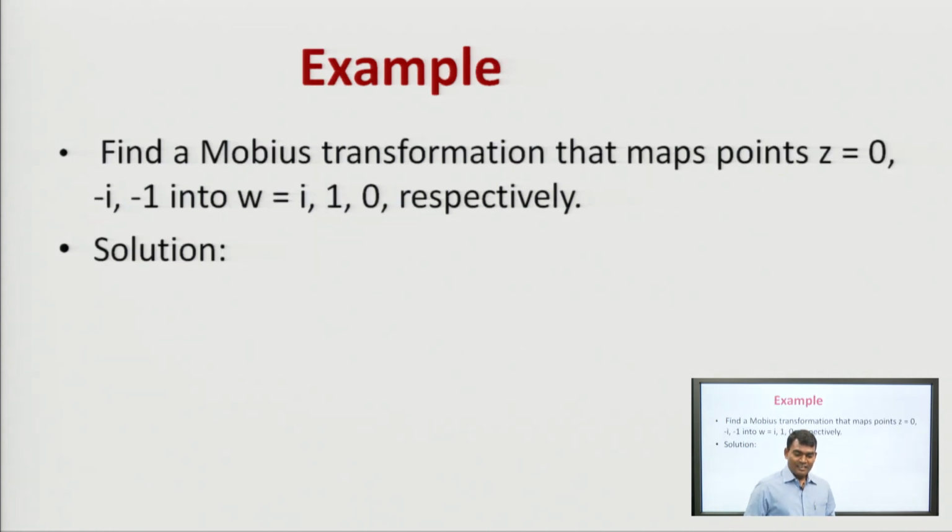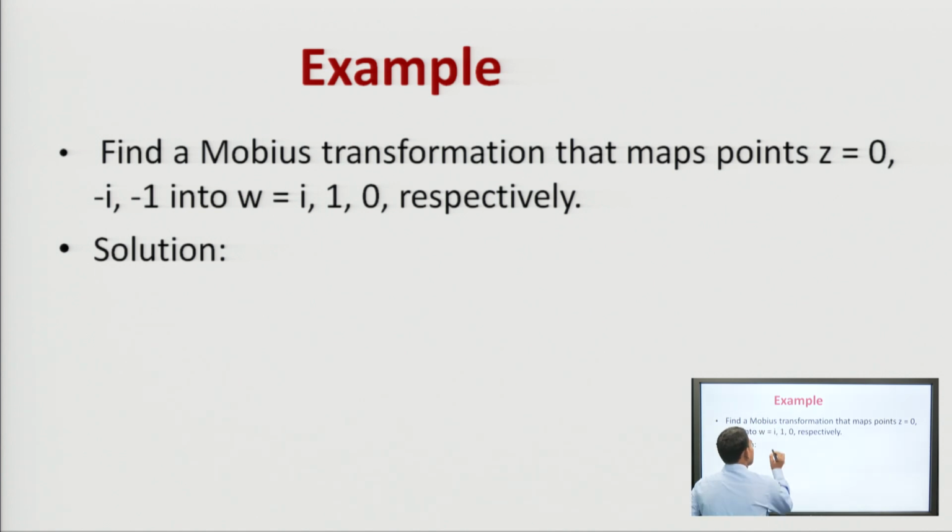Now, in the last lecture we have taken an example. By this example we can understand how we will find a Mobius transformation from the given set of points. By this example we can understand very easily.